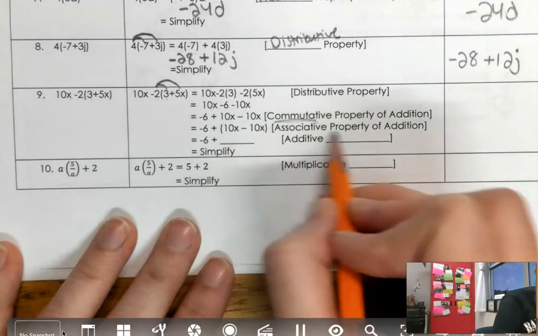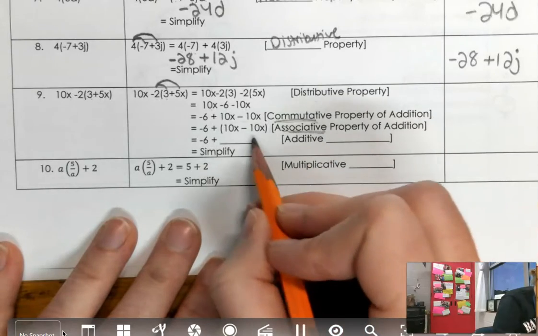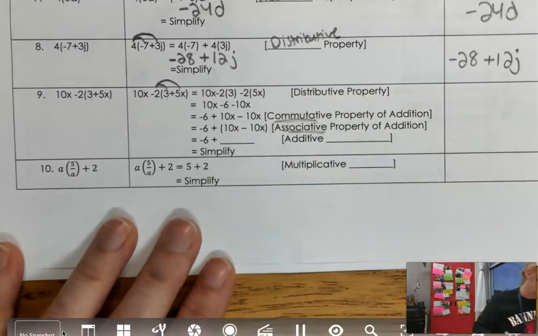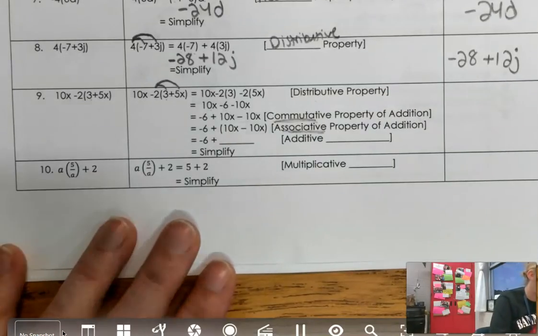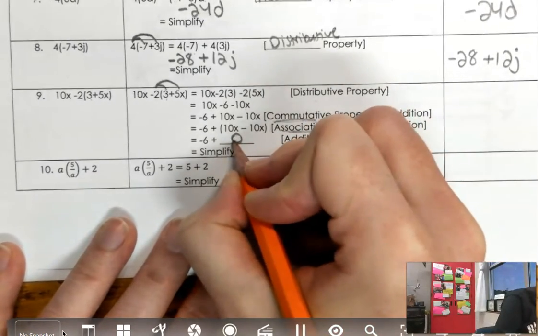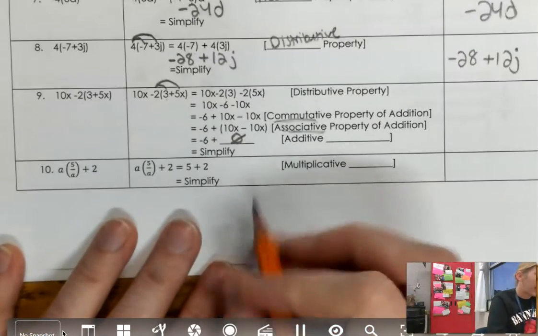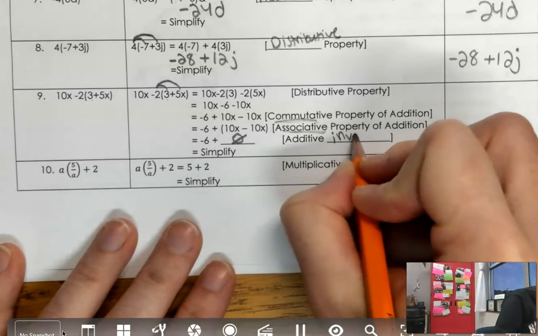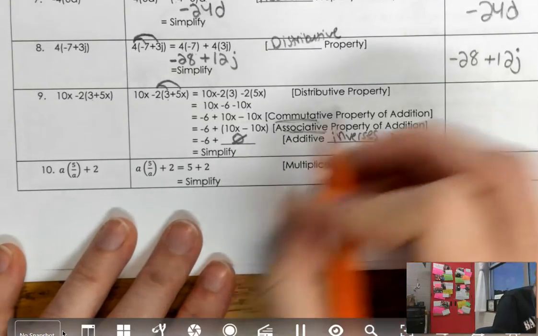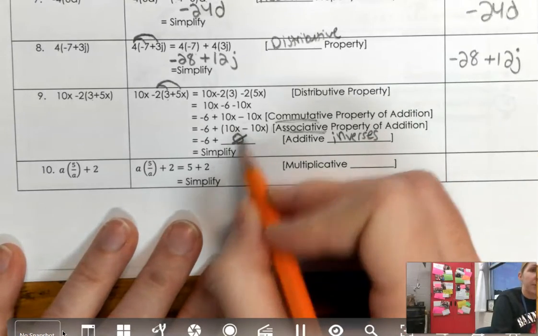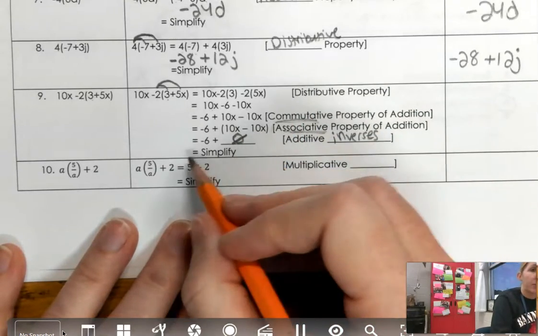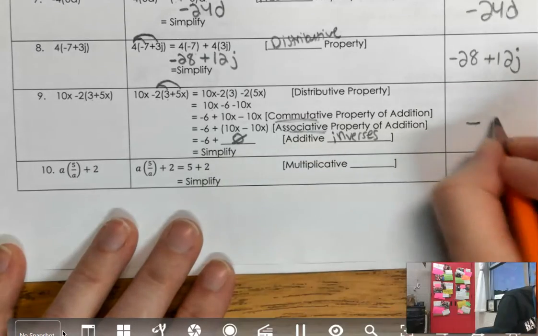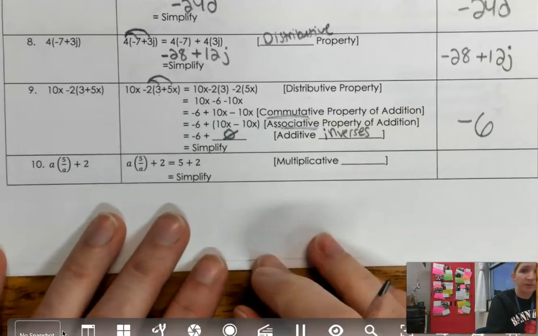And then we grouped them together with the associative property of addition. Now, I know that 10x minus 10x is going to give me 0. They cancel out. And I know they cancel out because they're additive inverses. 10x minus 10x gives me 0. So the only thing I have left is the -6, and -6 plus 0 gives me -6. That's my final answer.